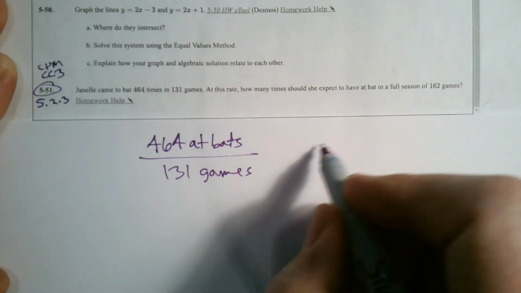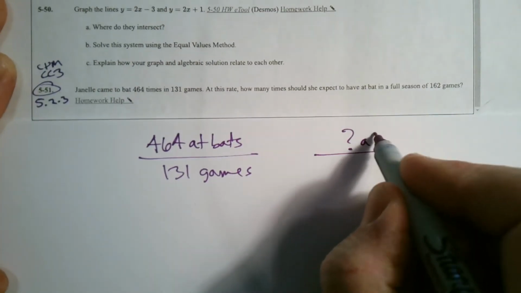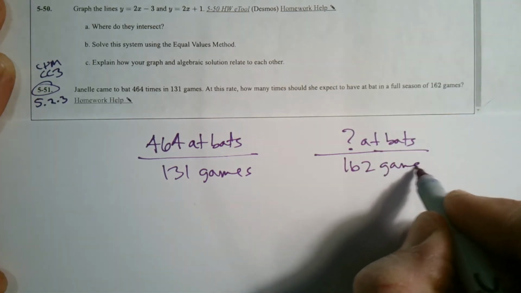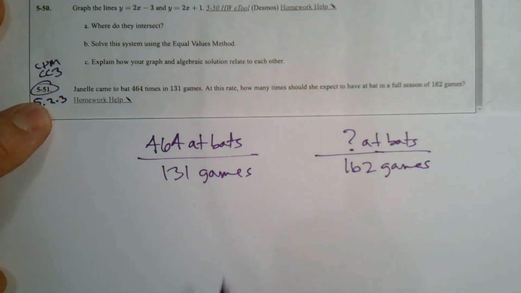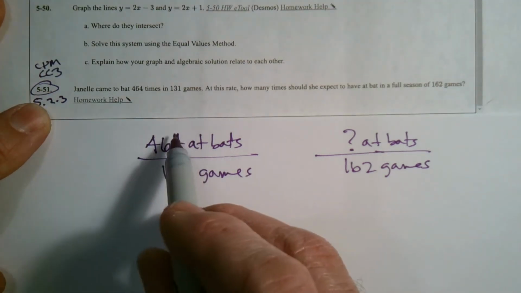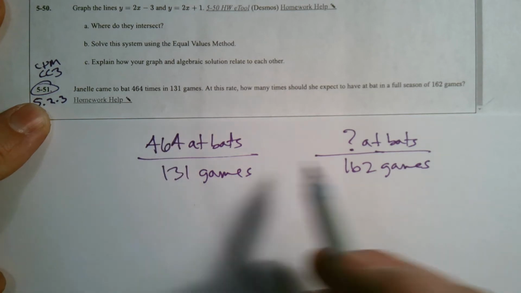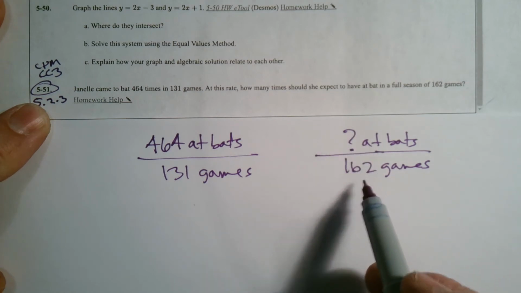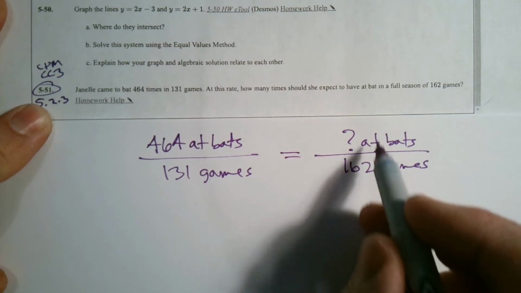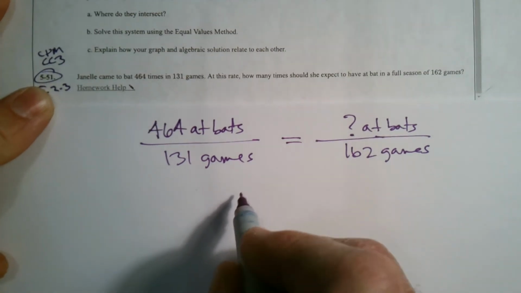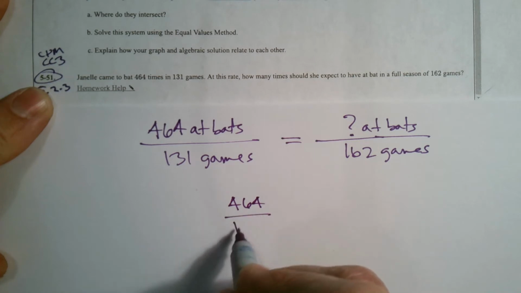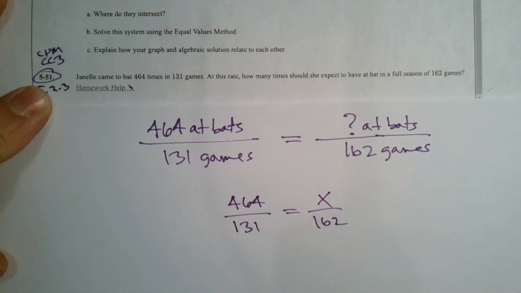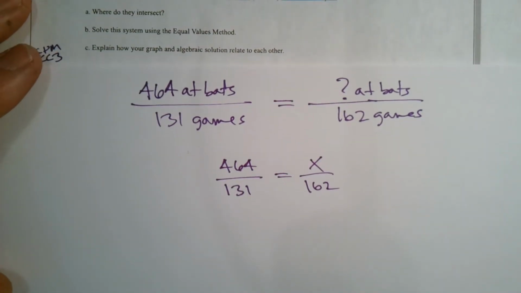What it's asking is it wants to know how many at bats in 162 games. So this is where we create a proportion, right? So I'm looking at this as a fraction. A ratio is a fraction in this case, and I'm wanting the equivalent fraction with a different denominator. So I can actually set these equal and solve for my missing value by creating an equation. 464 over 131 equals x over 162.